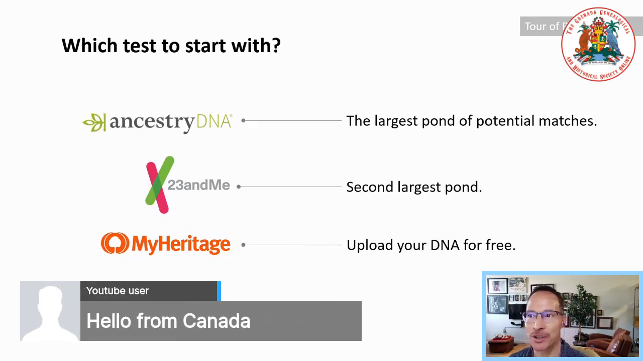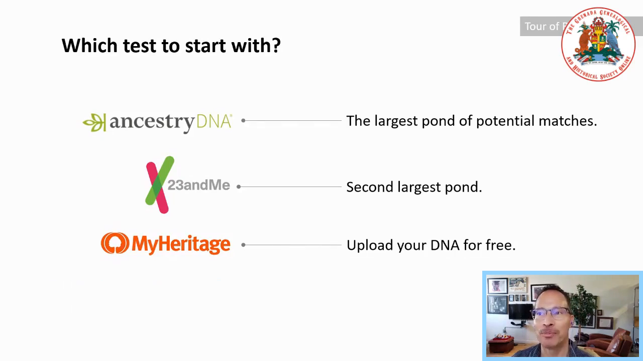23andMe is the second largest pond. I have found matches on 23andMe that I don't have on Ancestry because those people just happen to choose 23andMe. So I do recommend both.